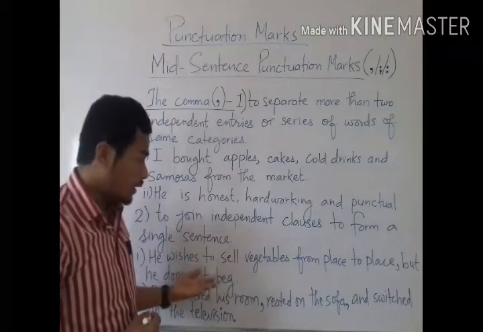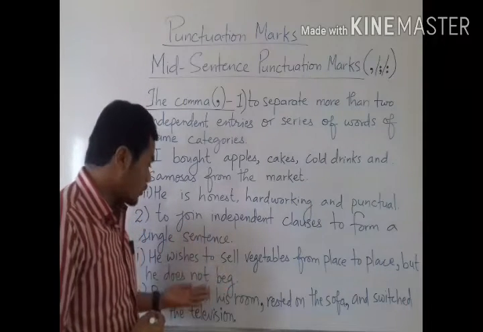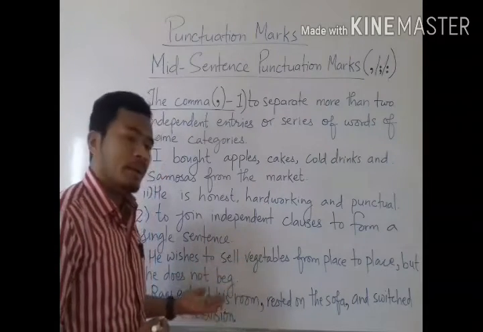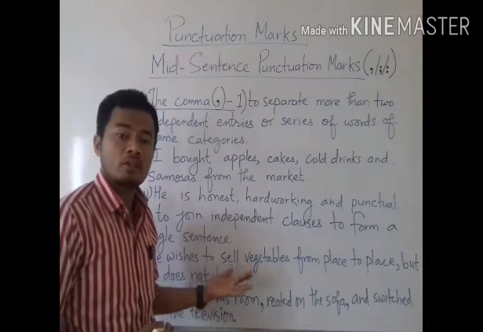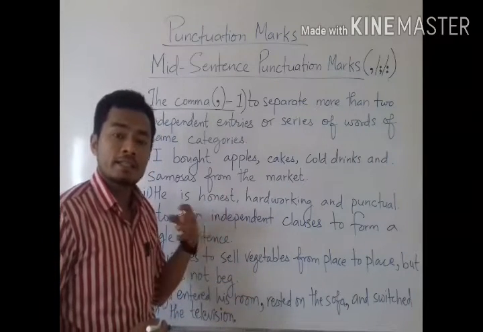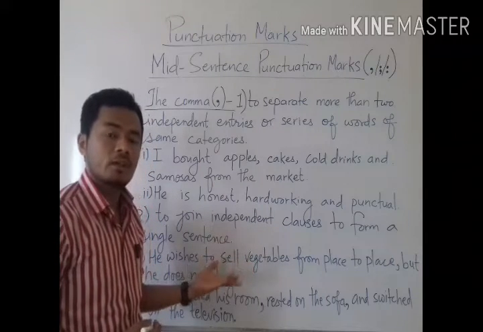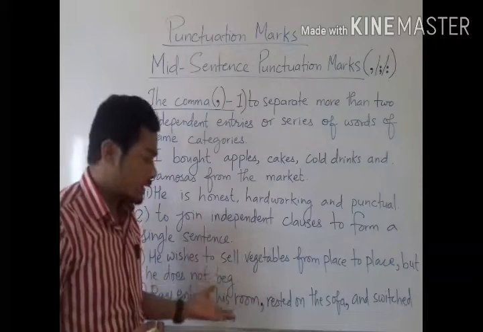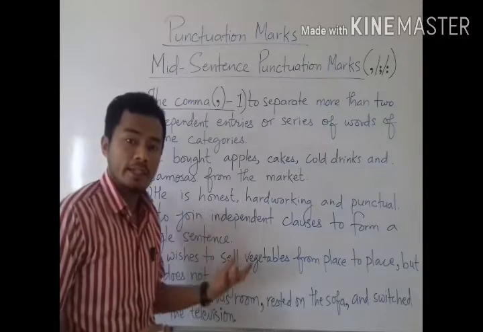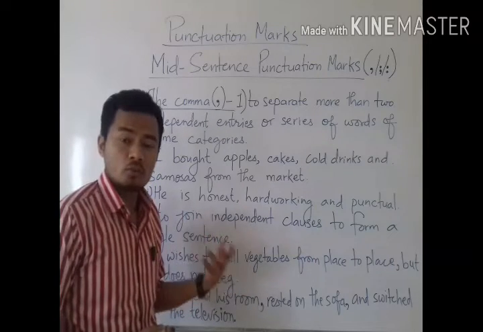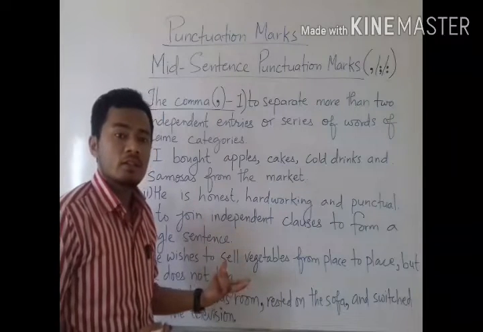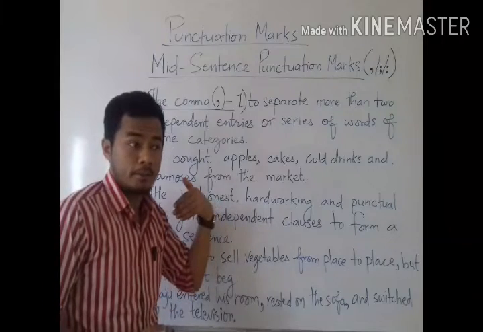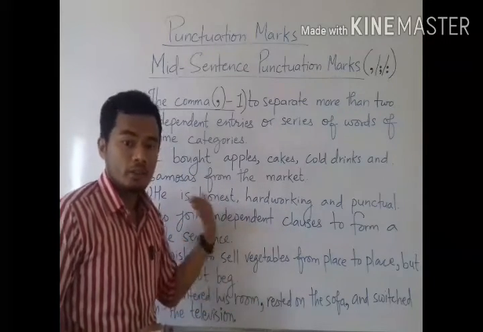Now see, comma is also used to separate independent clauses. If a number of independent clauses are used to frame a single sentence, then we use comma to separate them, so that while reading there is a pause, so that the listener comes to know that there is some pause, that means the punctuation mark comma is used there.